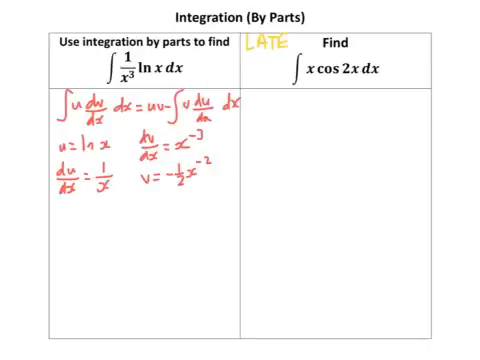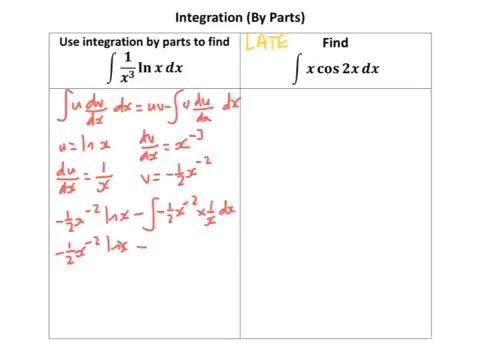Now then, let's stick everything in the formula. So uv, we've got minus a half x to the minus 2 ln x, minus the integral of v du. So we've got minus a half x to the minus 2 times 1 over x dx. Let's simplify that. So I've got minus x. Right, this bit's not going to change. Now minus, this is going to be minus a half x to the minus 3 dx, and then I just integrate that, and I get minus a half x squared. This bit's not going to change.